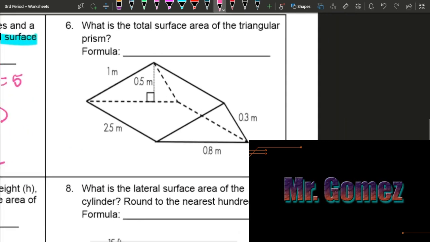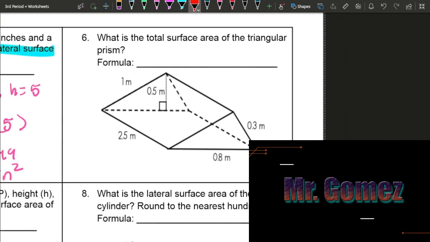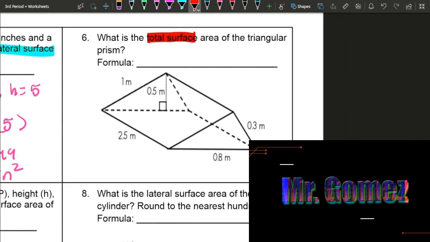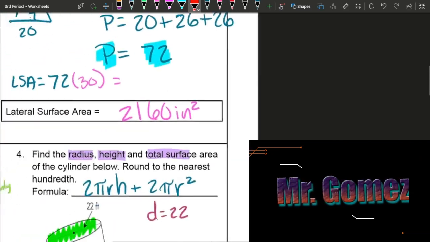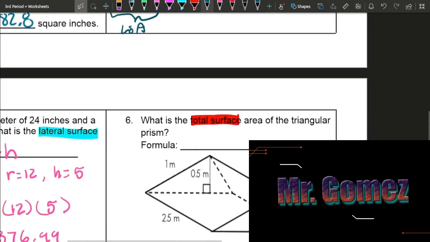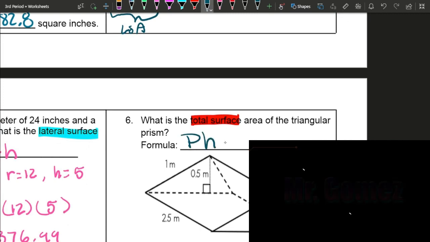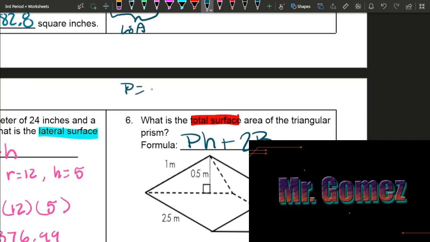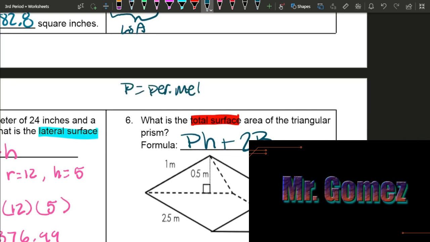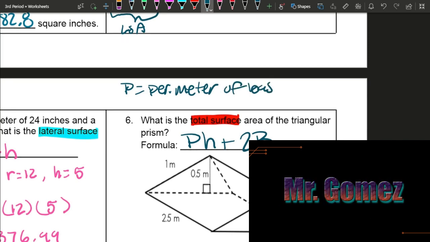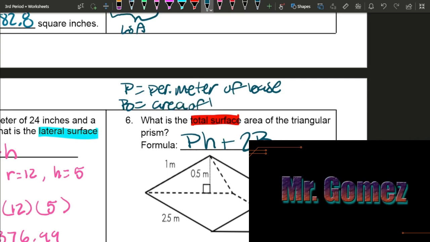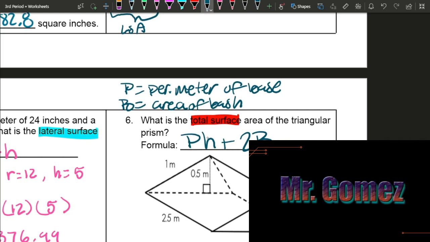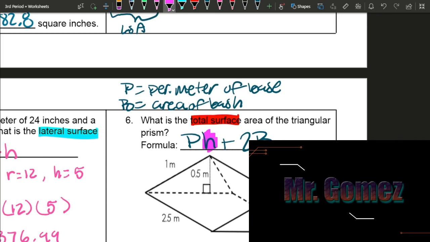Number 6, we have a triangular prism, and we are looking for the total surface area. Formula: PH plus 2B. P stands for perimeter of the base. B stands for area of the base. And this H right here is the height of the prism.